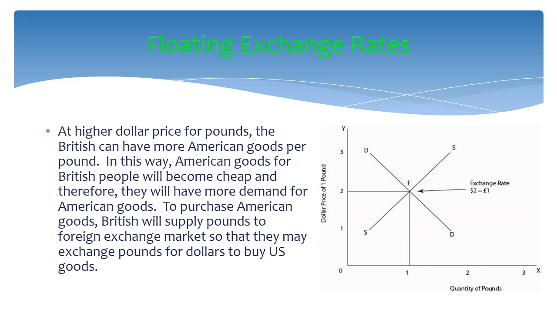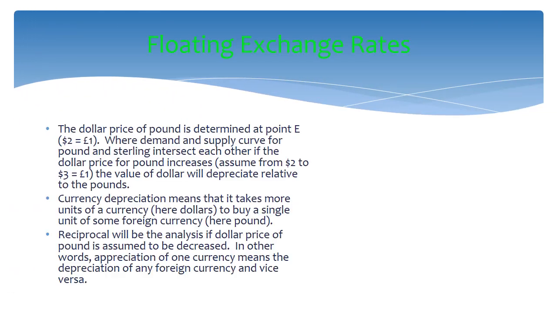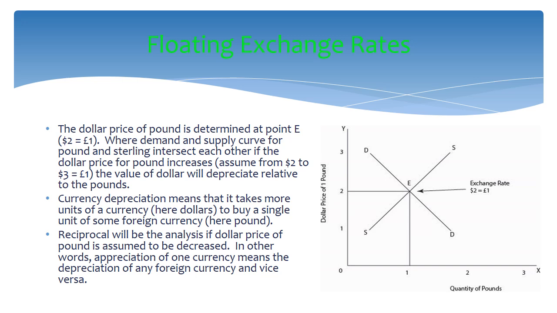To purchase American goods, British will supply pounds to foreign exchange market, so that they may exchange pounds for dollars to buy US goods. The dollar price of pound is determined at point E, $2 equals 1 pound, where demand and supply curve for pound sterling intersect each other.